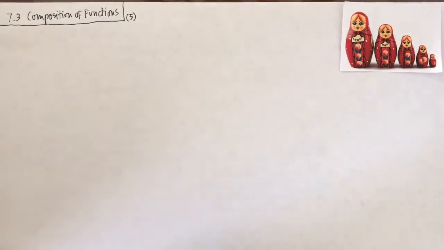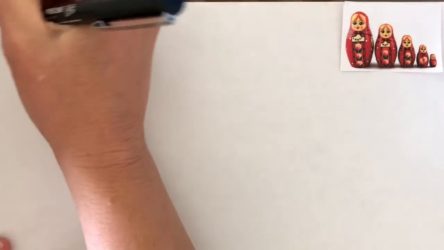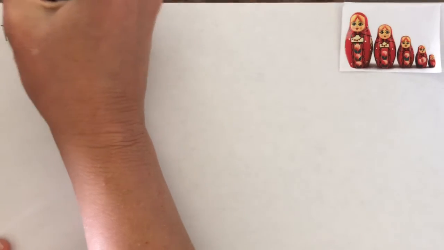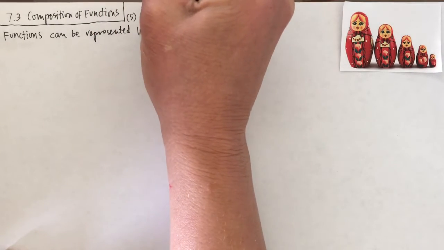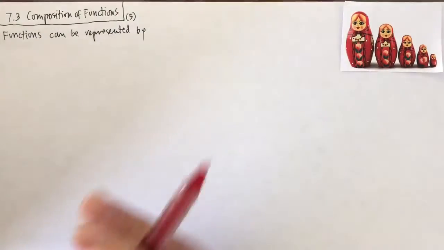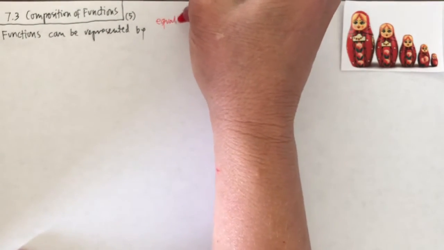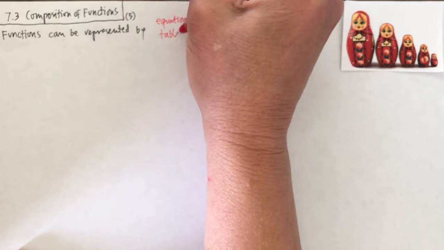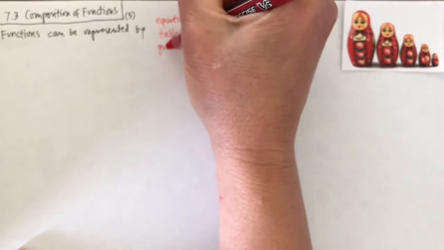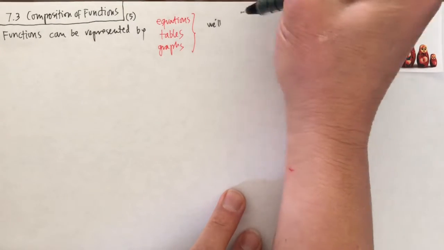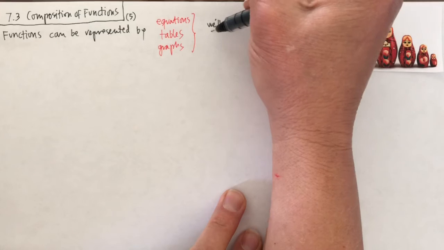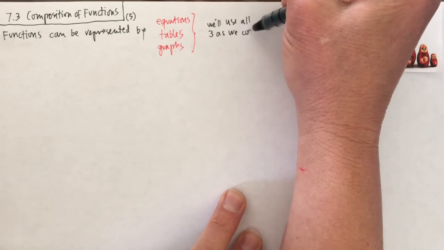This next example is an important example because we're going to mix up a lot of different ways you can compose functions, because functions can be represented by equations like we've seen, but they can also be represented by tables and even graphs. So we're going to talk about how to compose functions when all you have maybe is a table or all you have is a graph. So we'll use all 3 as we compose functions.